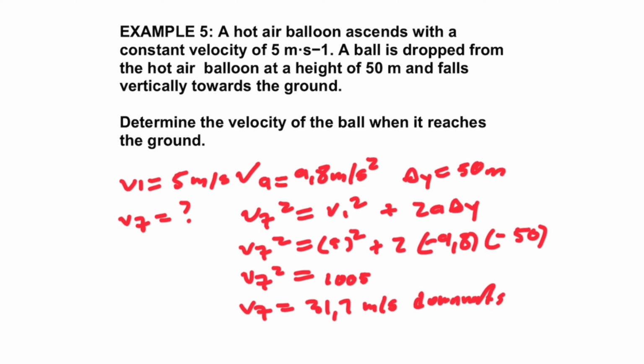But what if you're not dropping an object from a moving reference, but you're throwing it up or you're throwing it down? For instance, let's say we were not dropping the ball from the balloon, but we were throwing it up at a velocity of 10 meters per second. Then what would be its initial velocity? Will it be that of the balloon, 5 meters per second, or that at which we are throwing it, 10 meters per second? Well, let's go ahead and find out.